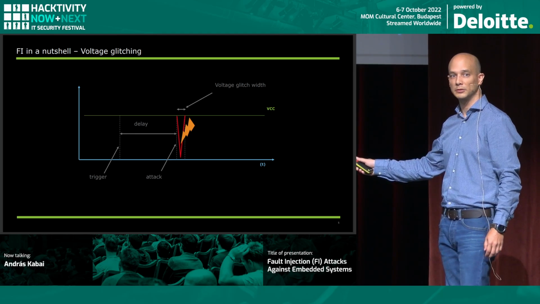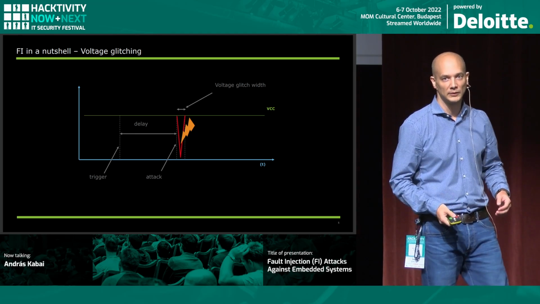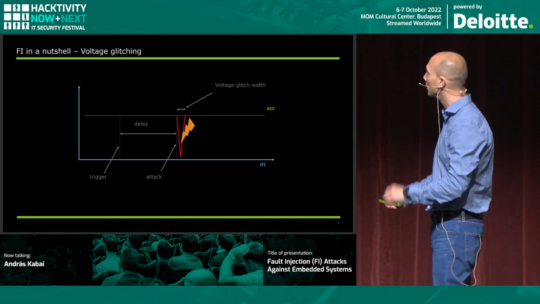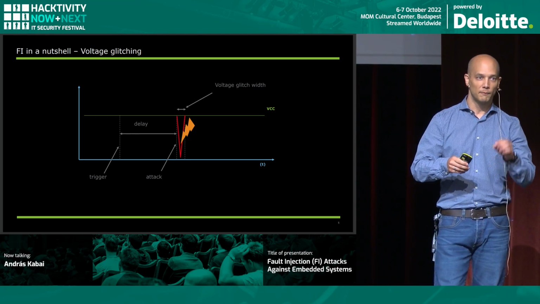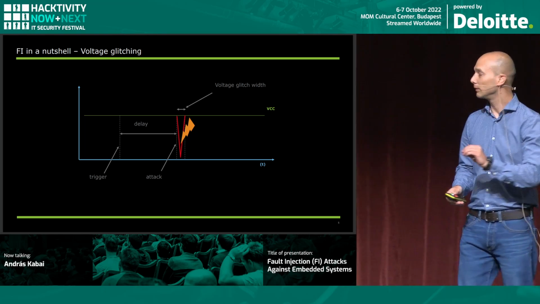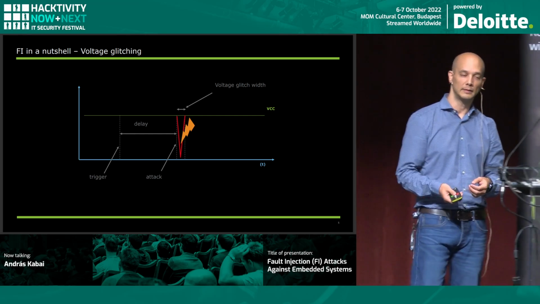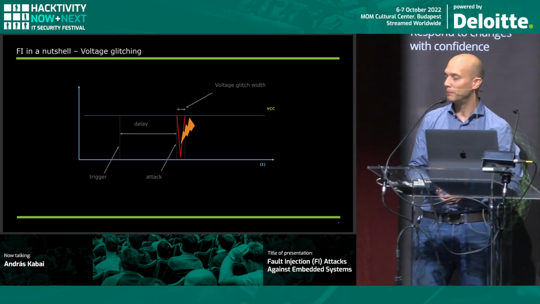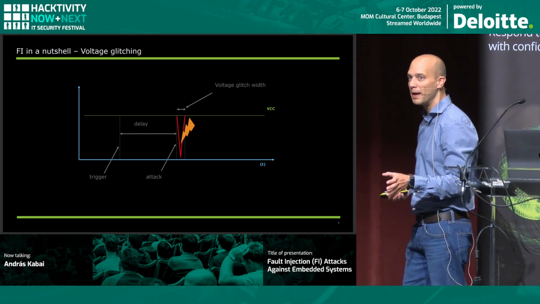This could be injected in several ways. Typically, a very fast switching MOSFET is used, for example, to short the VCC line to ground, and basically, for a very small amount of time, it reduces the power available to the CPU core. Because of this, it could malfunction.